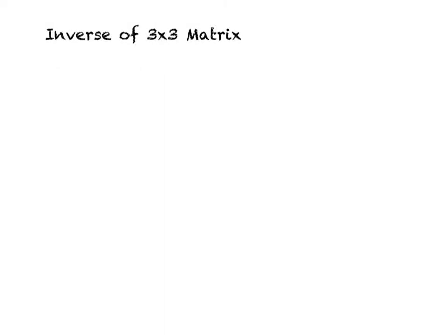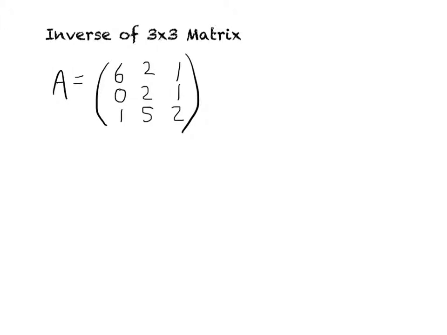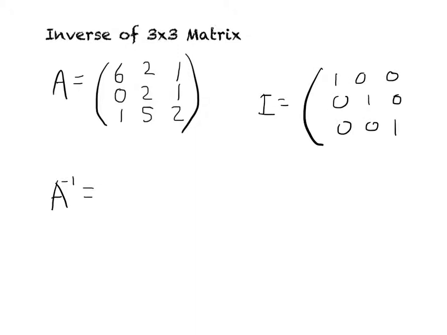How do you find the inverse of a 3 by 3 matrix? Here's a matrix A. Now, what we're going to do is find the inverse of the matrix A. That is, when you multiply the two together, you get the identity. The identity for a 3 by 3 matrix is 1, 0, 0, 0, 1, 0, 0, 0, 1. You can check that by multiplying A by it to make sure that it doesn't change, but believe me, it is. Now, how do you find the inverse of this?